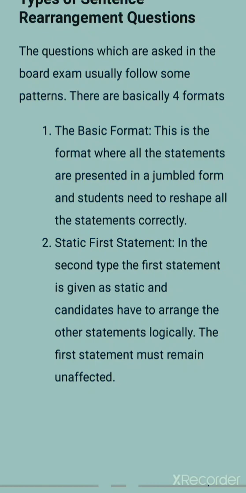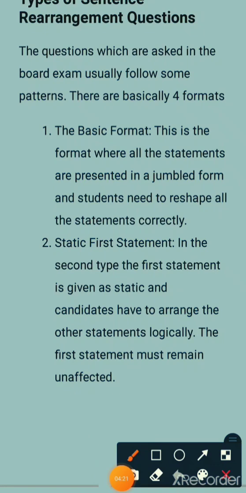So, the types of sentence rearrangements. There are some formats. Number 1, the basic format. This is the format where all the statements are presented in a jumbled up form and students need to reshape or reconstruct all the statements correctly to form the meaningful sentence. Next, static first statement. In the second type, the first statement is given as static and students have to arrange the other statements logically.